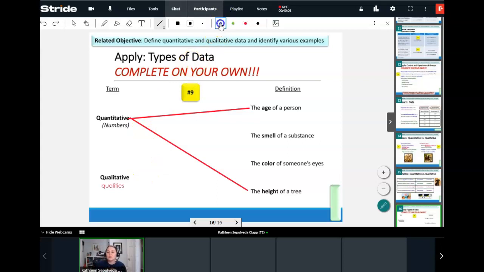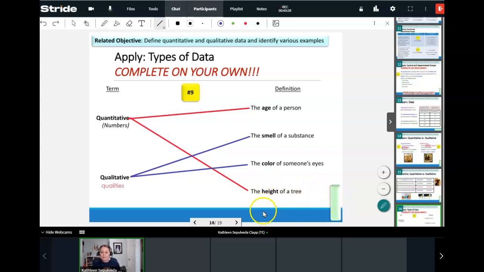Now let's switch gears and look at qualitative data. Qualitative data is the qualities, using your 5 senses to describe something. So qualitative data: the smell of a substance. I'm going to use my sense of smell to see if it smells nasty or if it smells good, right? Another qualitative data is the color of someone's eyes. I'm using my eyesight to describe the color of someone else's eyes. Again, using those qualities to describe something.